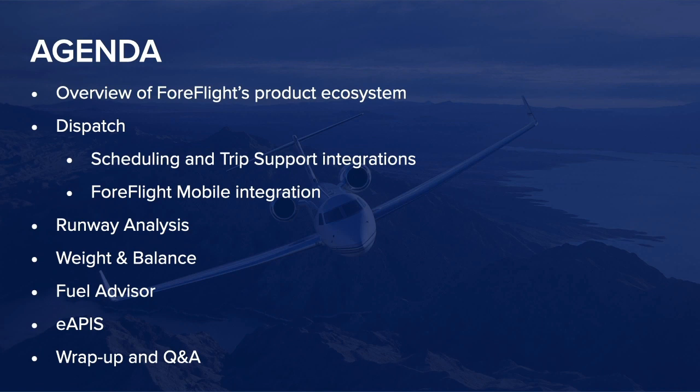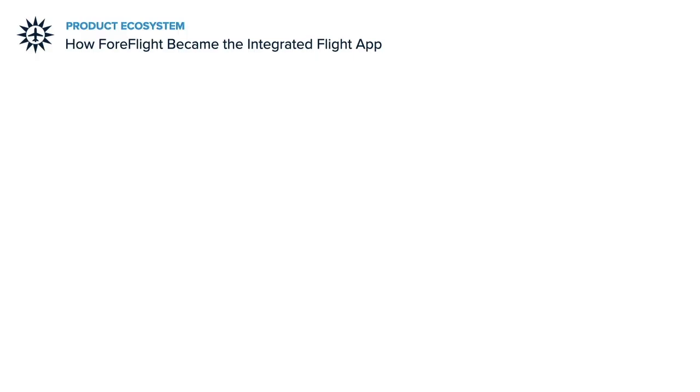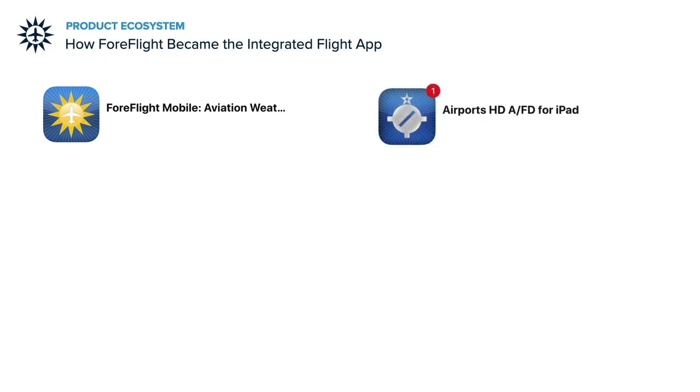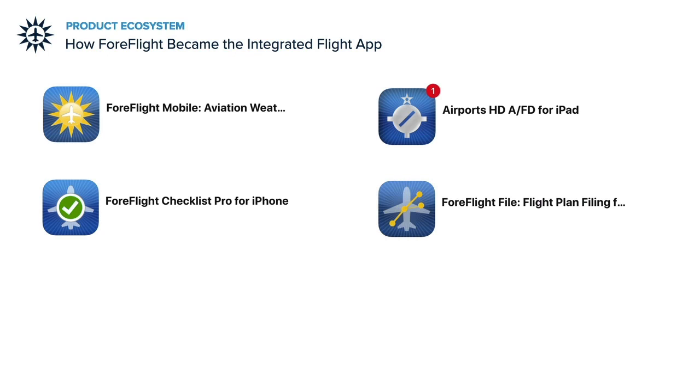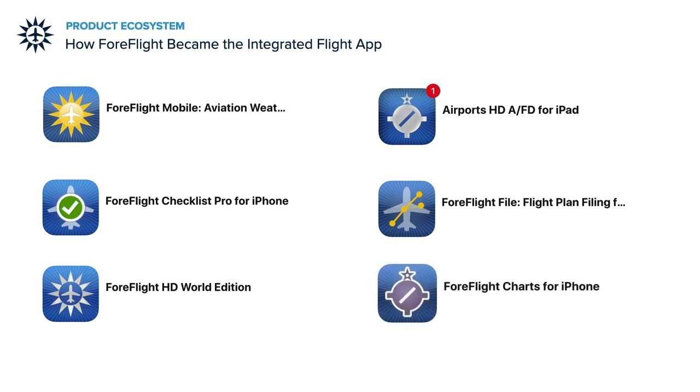And especially once the App Store was released and they were able to start developing apps that weren't basically just using the iPhone's web browser, they started developing all these different capabilities. And the original plan was actually to have multiple separate apps for each of these capabilities. So for example, they originally created ForeFlight as an aviation weather app. They also created an AFD app for the iPad when it came out. They created a checklist app for the iPhone. They created a flight planning app, as well as a ForeFlight World Edition, and a charts app.